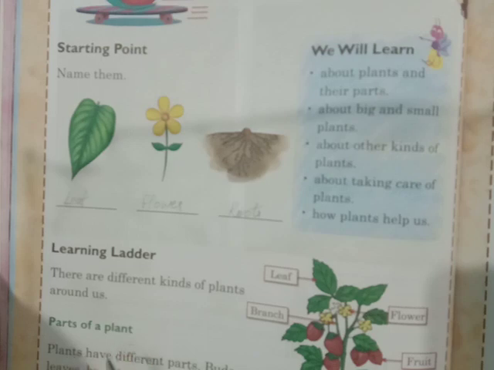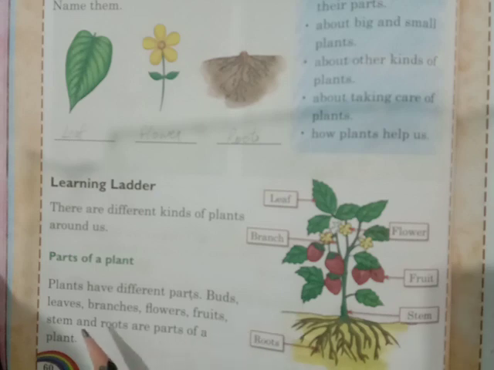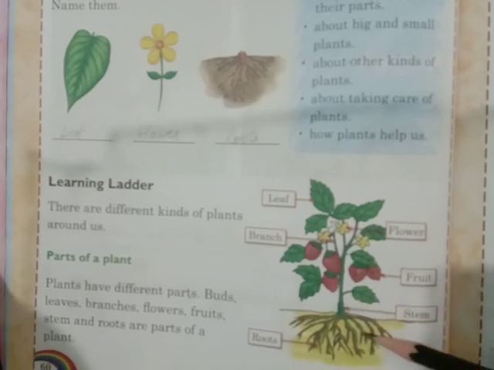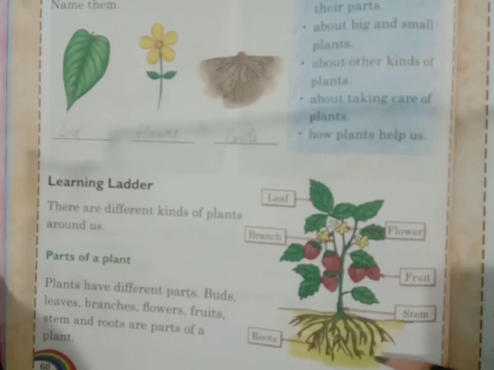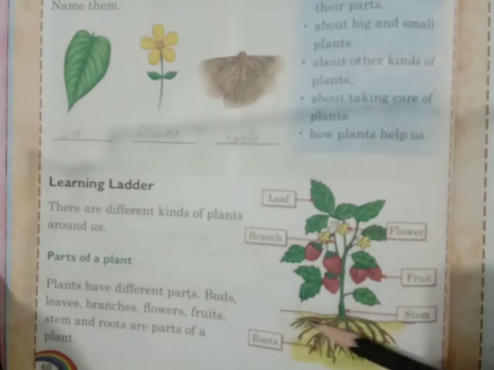Parts of a plant. Let us now learn the different parts of a plant. Plants have different parts like buds, leaves, branches, flowers, fruits, stem, and roots. They are the parts of a plant. Let us see in this picture. Can you see the roots, children? Yes, these are the roots. And the roots grow under the ground, so you cannot see them.